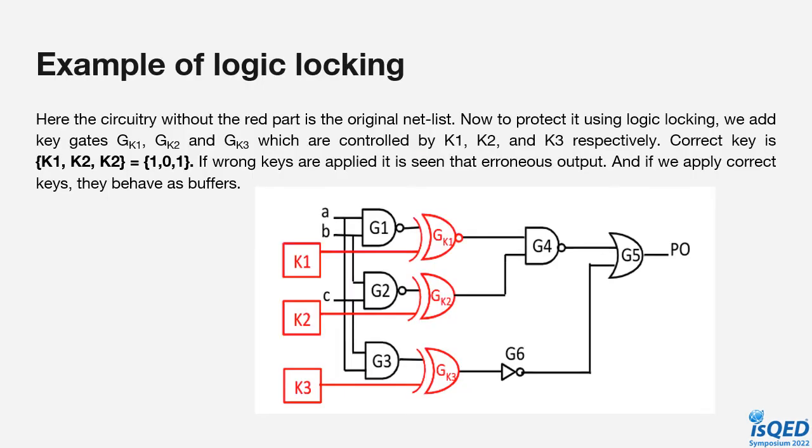So this is an example of logic locking. The black part of the circuit is the original circuit and it has been locked using some key gates, which are shown in the red part, and they are controlled by the secret keys K1, K2, K3, whose correct values are 1, 0 and 1. If wrong keys are applied, the output will be erroneous.